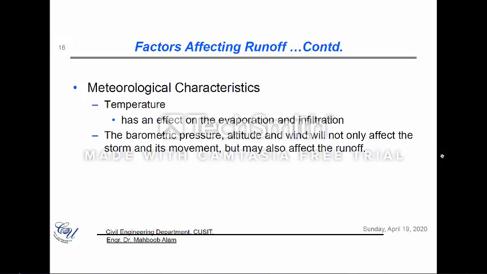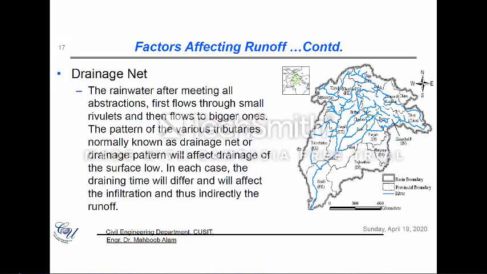Similarly, the pressure, altitude and wind also have an effect on runoff. They are not directly affecting the runoff, but for example, wind, if the storm is moving from one direction to another, then it is affecting the runoff. So wind in itself doesn't directly affect the runoff, but because of the wind, precipitation is affected, and precipitation in turn affects the runoff. So these things also indirectly affect the runoff. The detail of these things you have to go through the book and read them, but these are the things that we can now discuss.